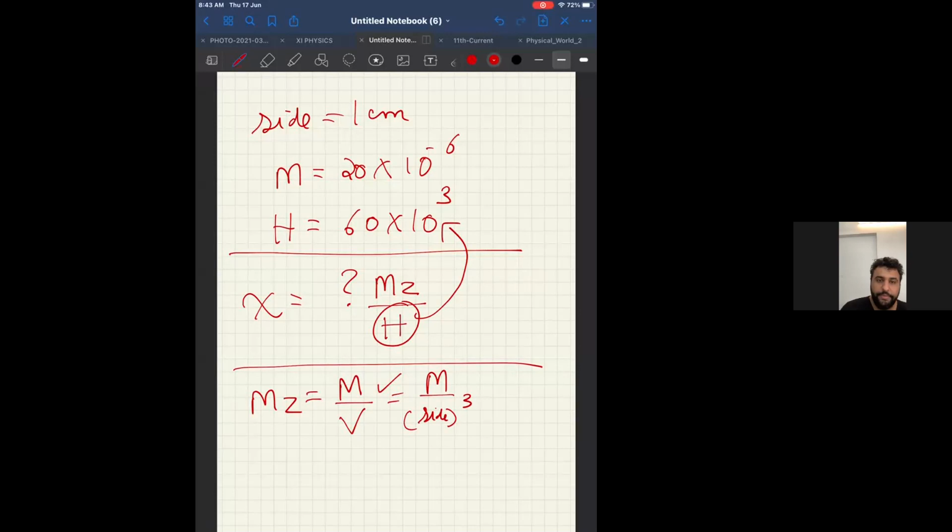Is magnetic moment given? Yes, both are given. Please look at the screen. Both are given. Therefore, I will get magnetization. That value I put over here, and then I get the value for susceptibility. Therefore, there are two operations to be done.